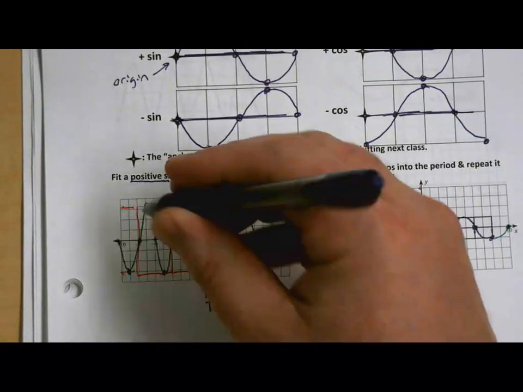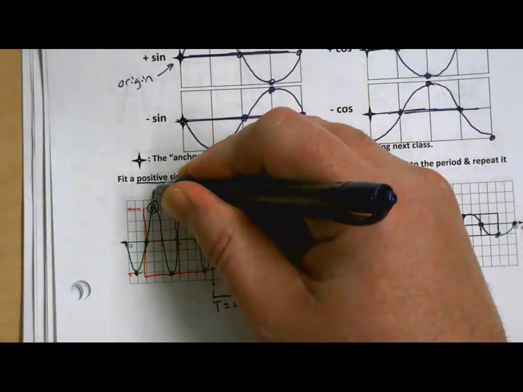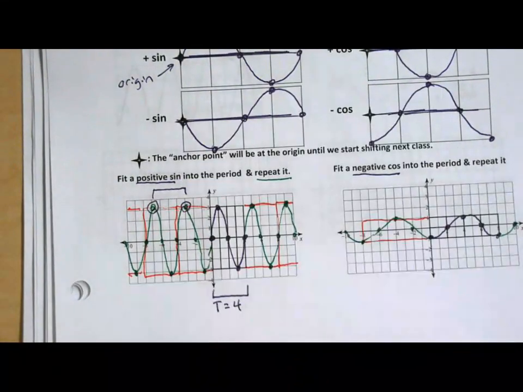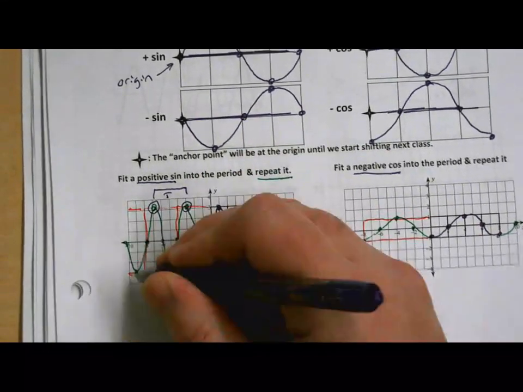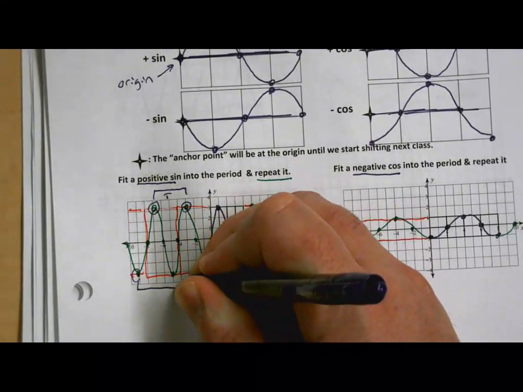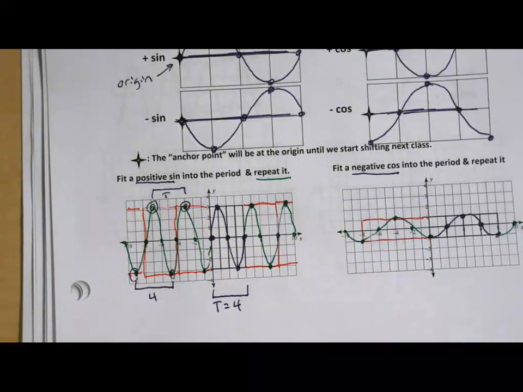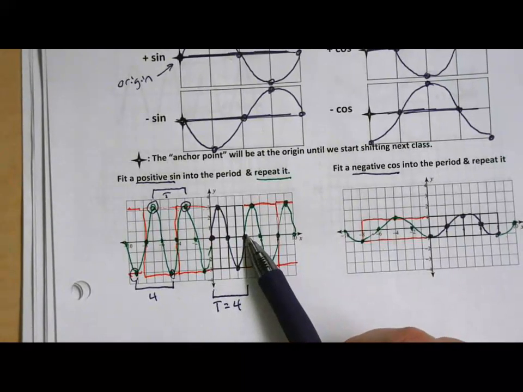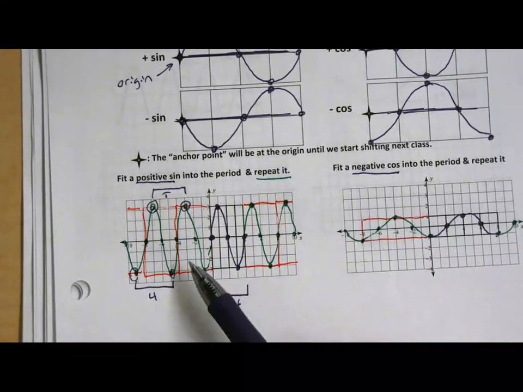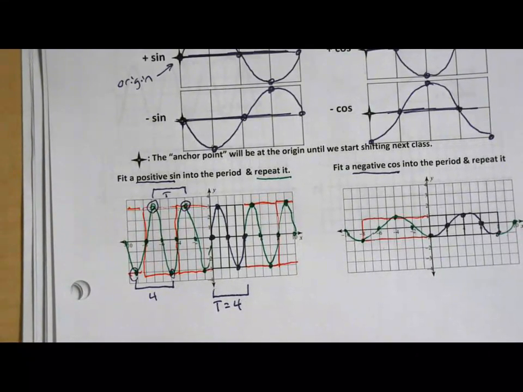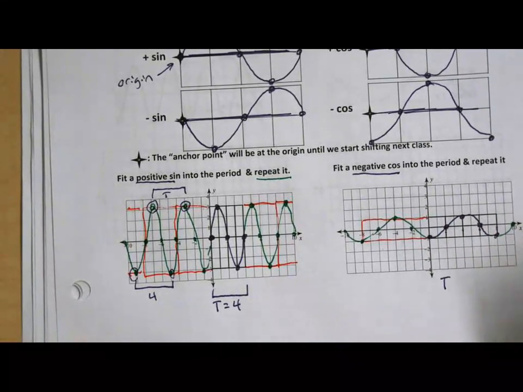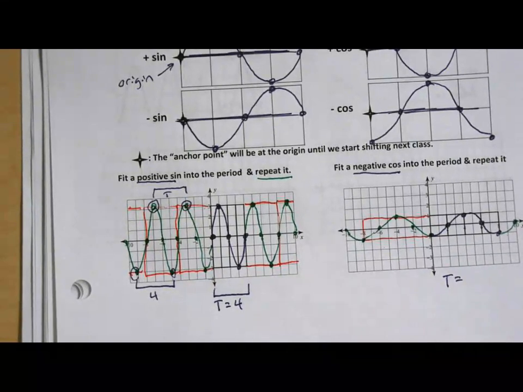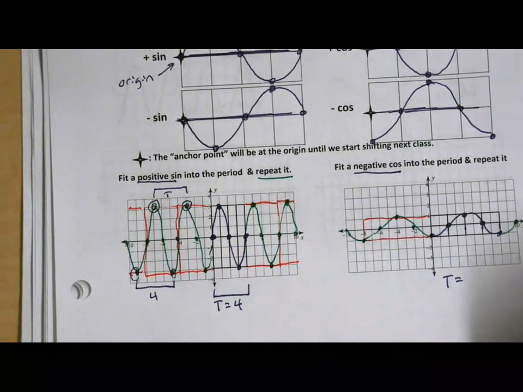So if I know there's a max right here, there's going to have to be another max 4 units away, because that's one period. If I know there's a min right here, there's going to have to be another min 4 units away. Each of these x-intercepts are exactly one period away from another x-intercept. So everything repeats every period. What would the period be for our second graph? I'm seeing 8.